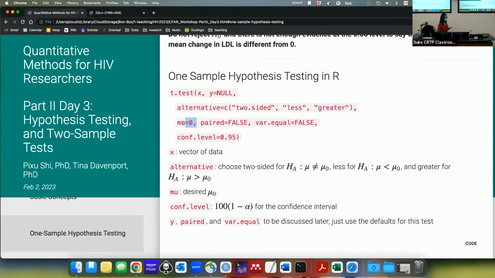And this is the value for the null hypothesis. It doesn't have to be 0. Sometimes you may have a scientific question where you want to see if the LDL or the efficacy of your drug is larger than, for example, 1. Where do you come up with this 1?